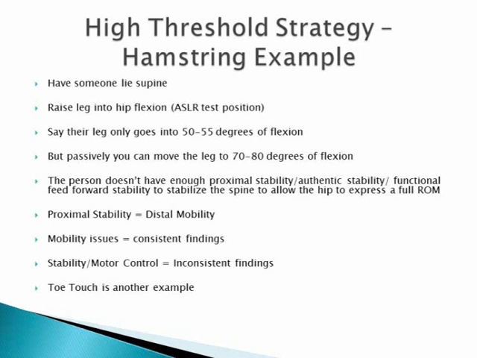The person couldn't touch their toes when they were standing on their feet, but when they went to a seated position they could touch their toes. Now let's say the person still couldn't touch their toes when they were seated, so now they couldn't touch their toes standing or seated. This is a consistent finding, so this would indicate more of a mobility issue.